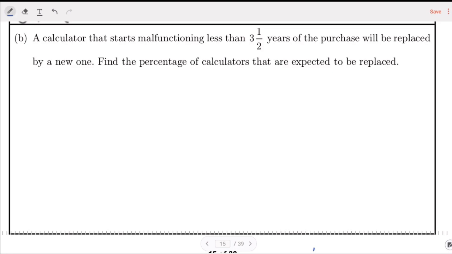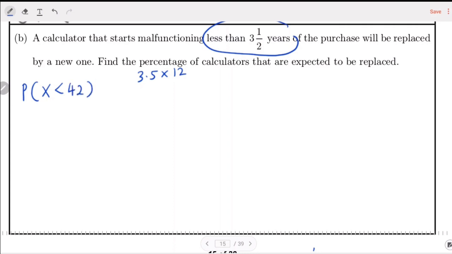A calculator that starts malfunctioning less than 3 and a half years after the purchase will be replaced by a new one. Find the percentage of calculators that are expected to be replaced. Since we know that if the calculator is still under the warranty, we may be able to replace it with a new one. So less than 3 and a half years means we need to find the probability that X less than 3 and a half years. But we need to change from years to months since the mean is given in months. So 3.5 multiplied by 12, so we have 42 months.